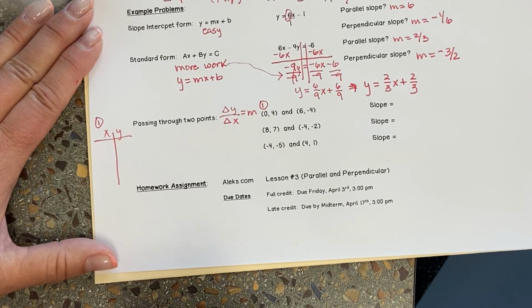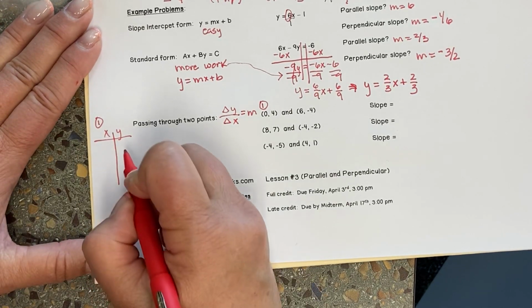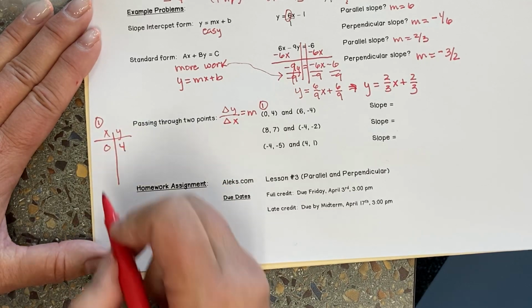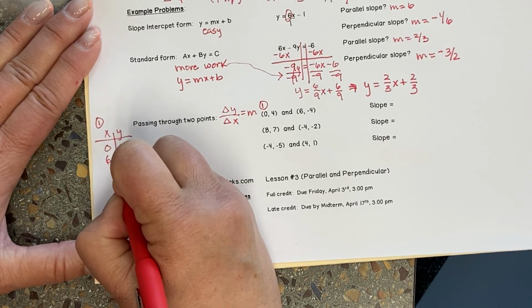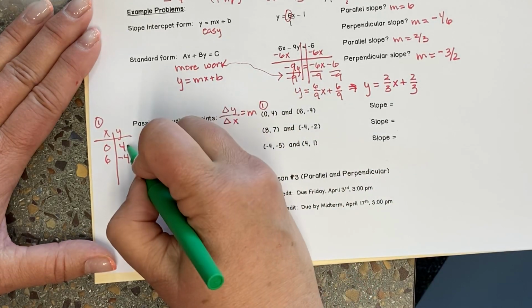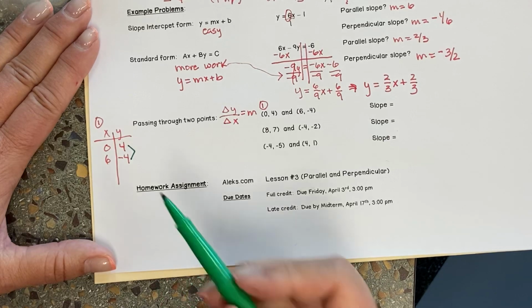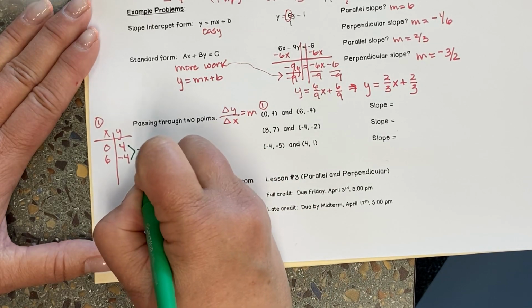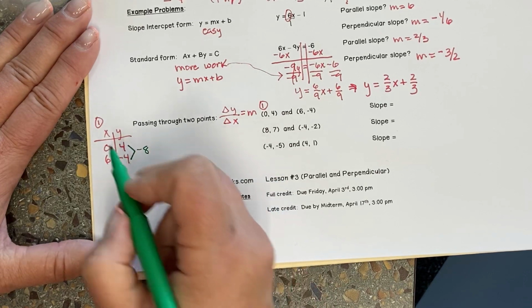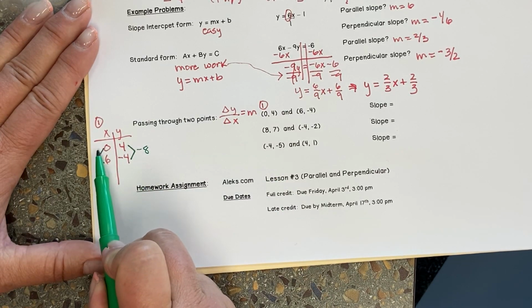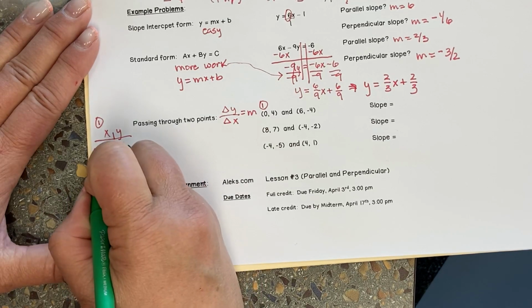Number 1. So we're going to put the numbers in here. A 0 and a 4, a 6 and a negative 4. How much is that changing? If you go from positive 4 clear down to negative 4, you're going down 8. And on the x side, if you go from 0 up to 6, you've gone up 6.